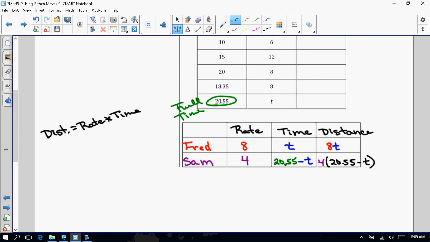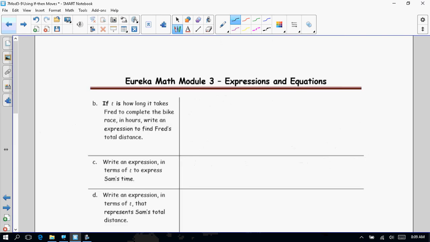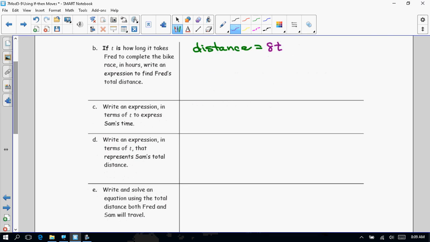All right, back to page 68. You can flip back and forth or look across the page to transfer the information. If t is how long it takes Fred to complete the bike race in hours, write an equation. We know his distance, copying the information from across the page, is equal to 8t. That's what we have for Fred. What is the time for Sam? Look under the chart at Sam: 20.55 minus t.